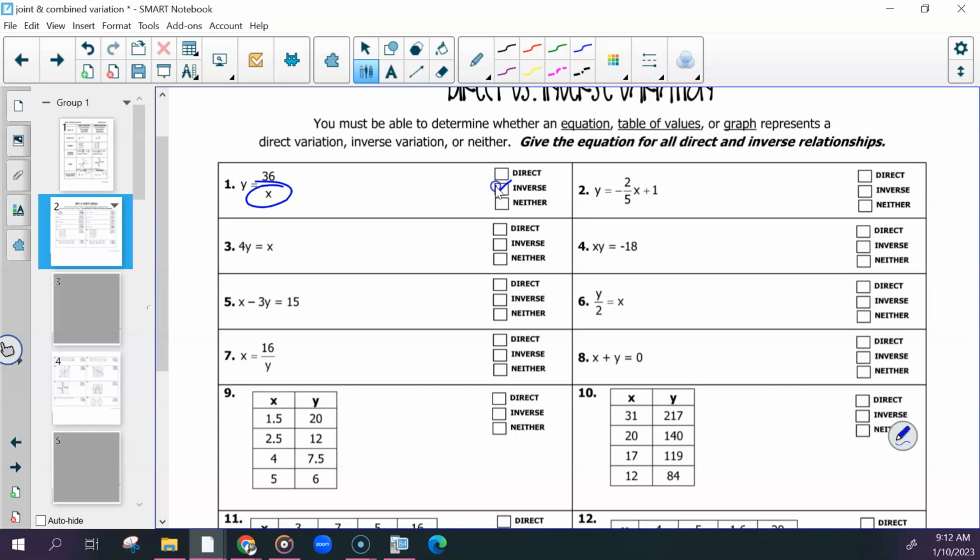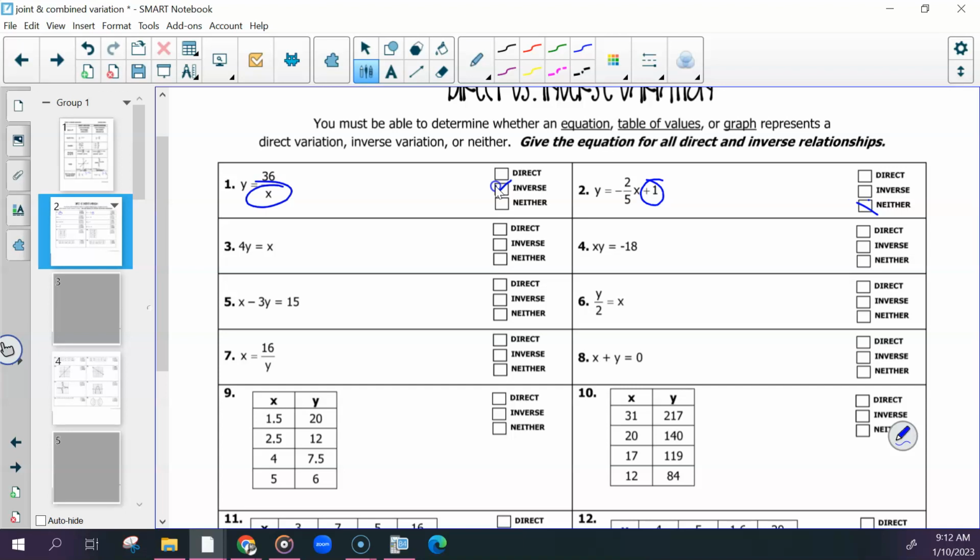Direct, inverse, or neither? It's neither. It would be direct if it didn't have this +1, but because it has that +1, it's neither. It is a line, yes, but it doesn't go through the origin. Right? Number 3.